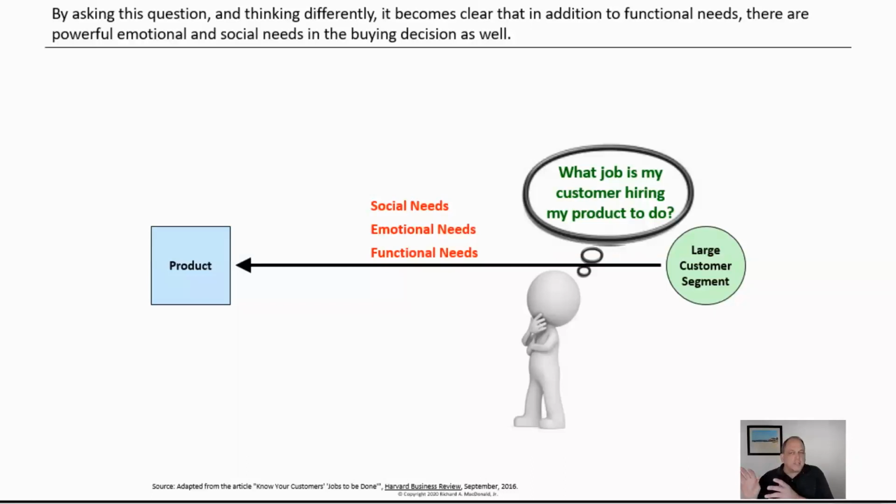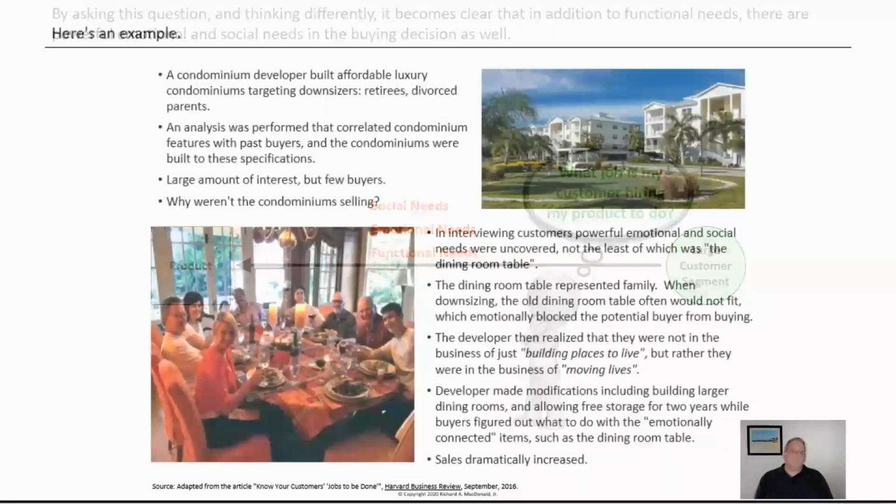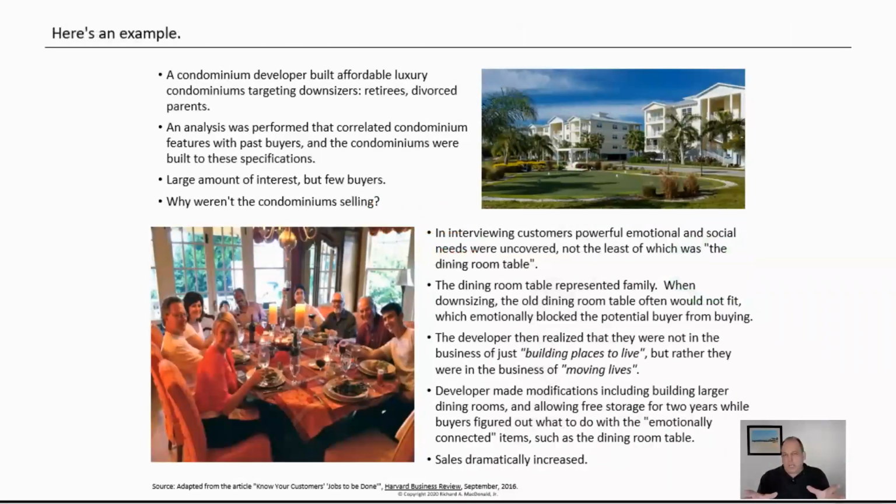And when you do that, we discover that not only are there functional needs to be met when people buy things, but there are very powerful social and emotional needs that have to be met as well. So we want to make sure we identify them to have a successful product and therefore a successful sale of that product into the marketplace. So let me give you an example.